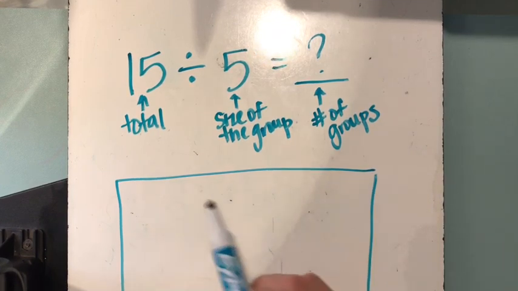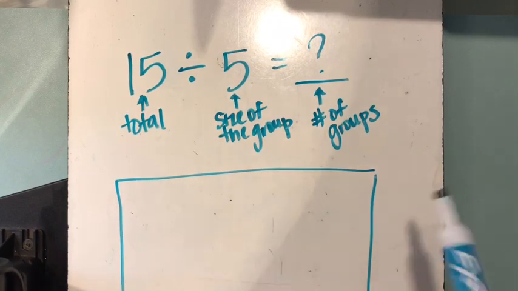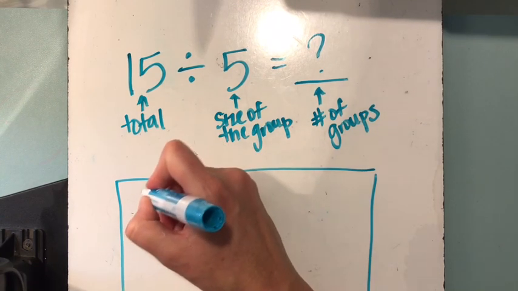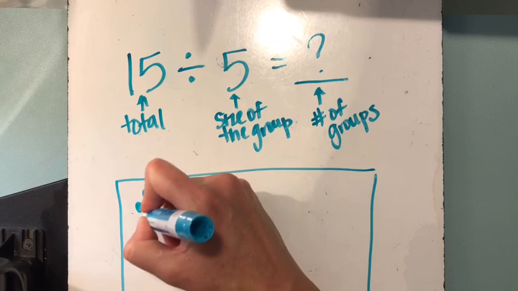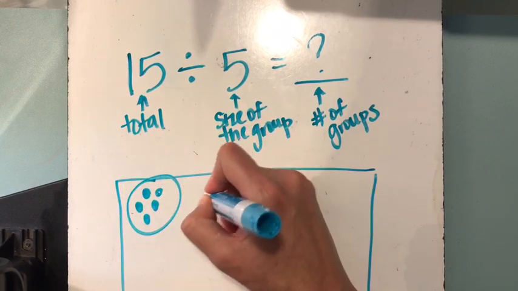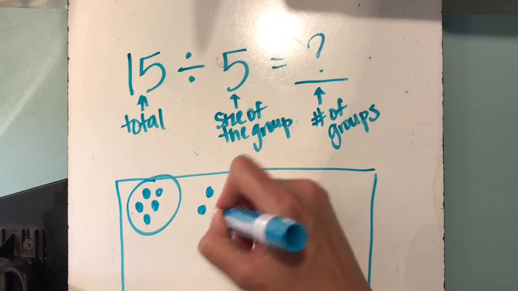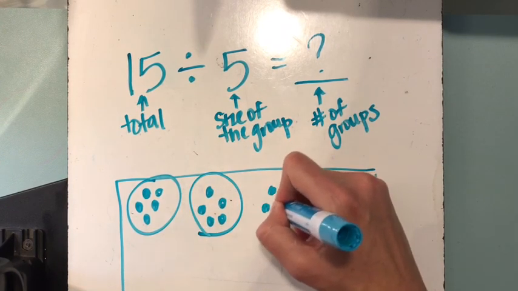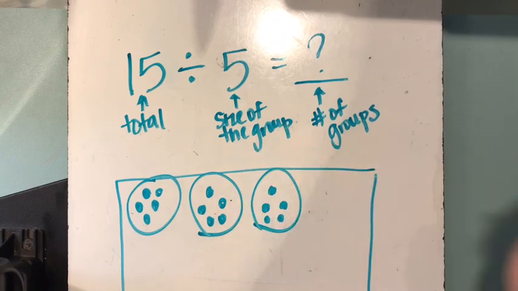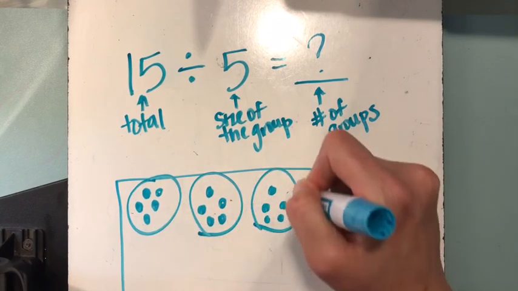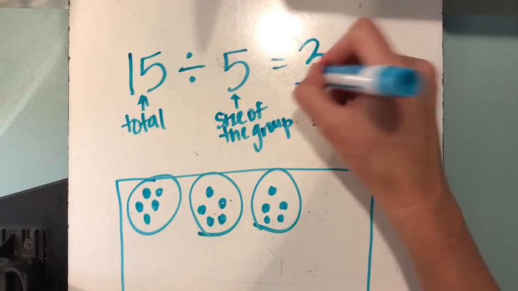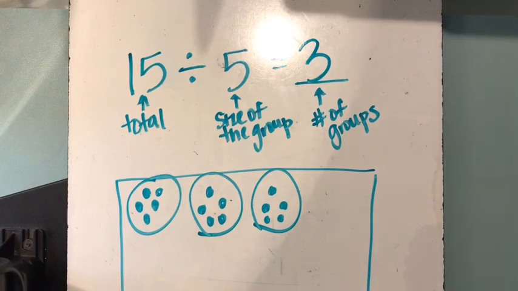All right, so we know that our total is 15, so that's the number I need to get to. And I know I have 5 in each group. So here we go. 1, 2, 3, 4, 5. There's my first group. 6, 7, 8, 9, 10, 11, 12, 13, 14, 15. There we go. So now, how many groups do I have? I have 1, 2, 3. So I know that my unknown is 3.